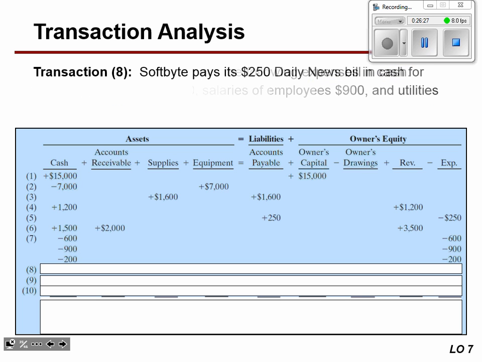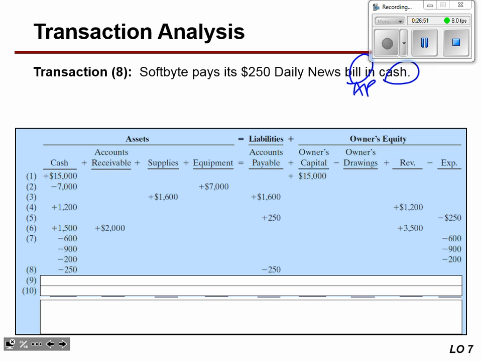Number 8. Okay, good. We're paying our bill. So the Daily News, we owed them $250, but now we're paying them in cash. So the players here in this duel, if we owed someone, that's an AP kind of bill. So cash is going to go down, but so is accounts payable. Here is when we have the AP. Here is when we are paying the AP.